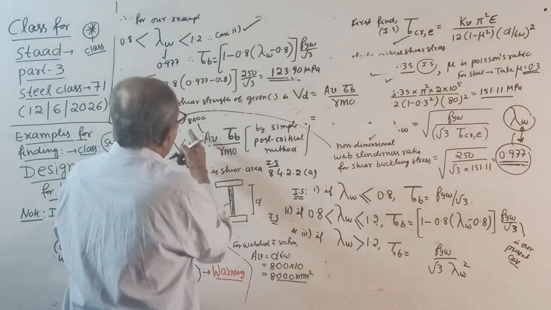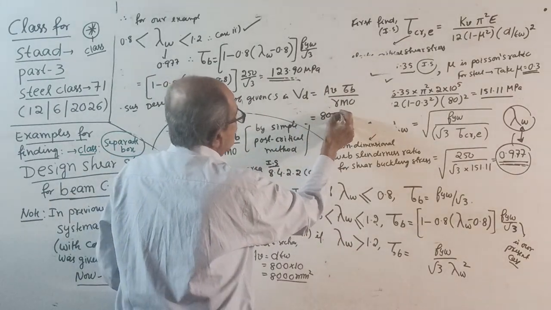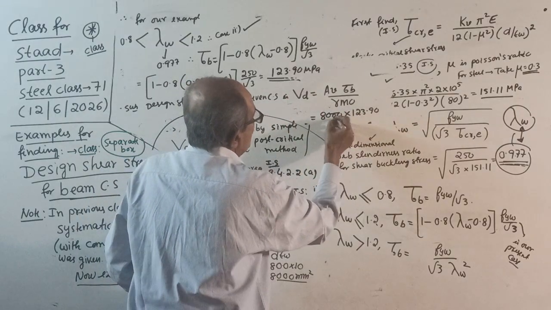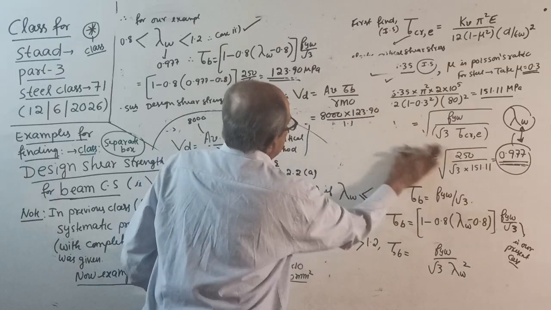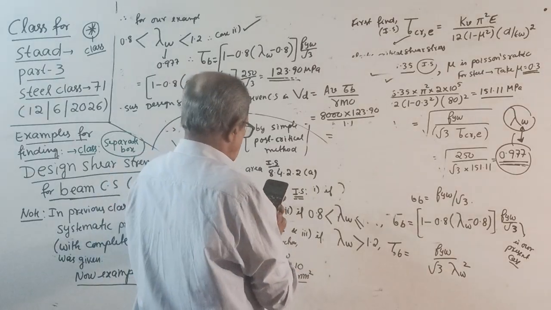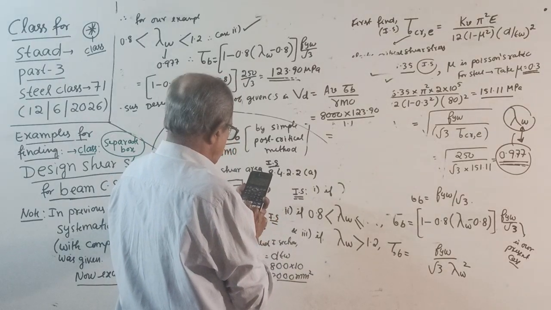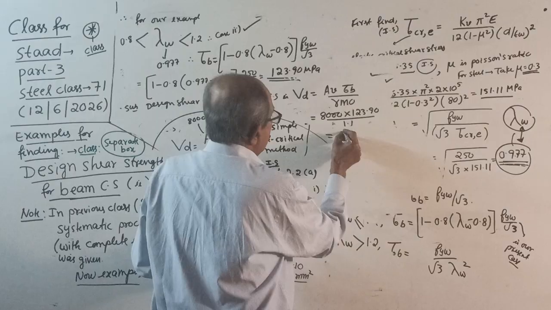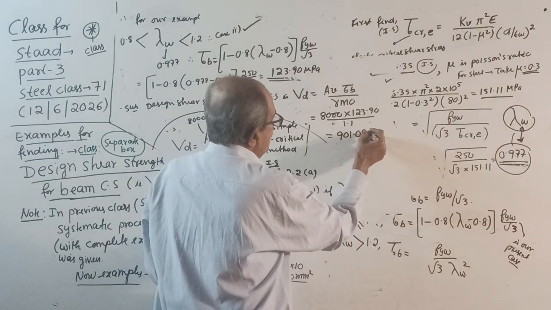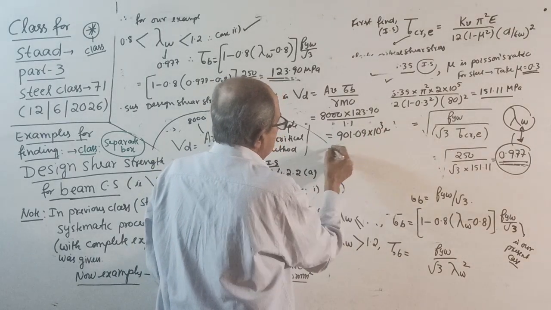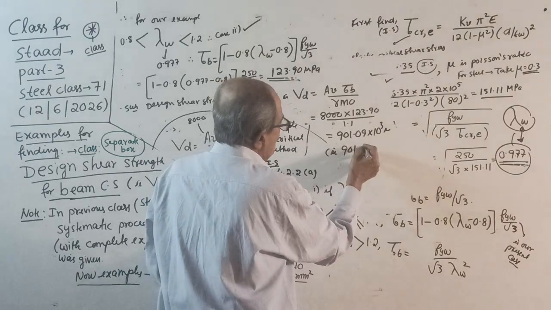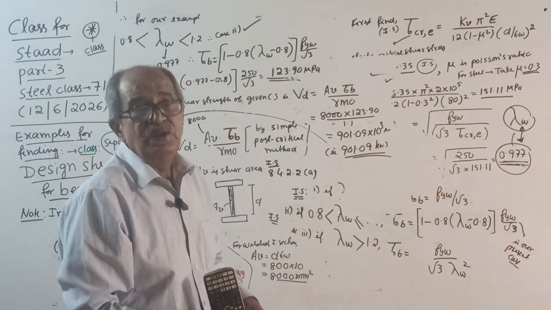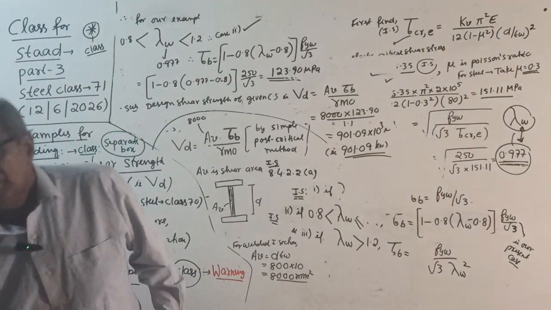Equal to Ab. Where is Ab? I already told you Ab 8000. Tau b, just now you got 123.90 by 1.1. This will come 8000 into 123.9 by 1.1. 901.09 times 10 to the power 3 Newton. That is 901.09 kilonewton.